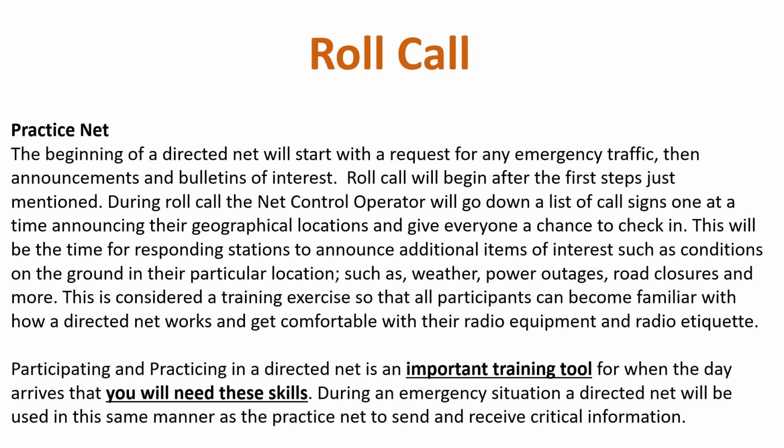Roll call. Practice net. The beginning of a directed net will start with a request for any emergency traffic, then announcements and bulletins of interest. Roll call will begin after the first steps just mentioned. During roll call, the net control operator will go down a list of call signs one at a time, announcing their geographical locations and give everyone a chance to check in.